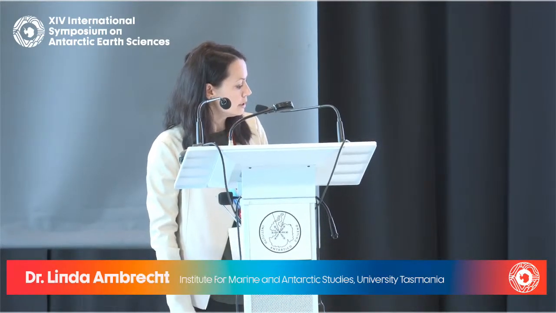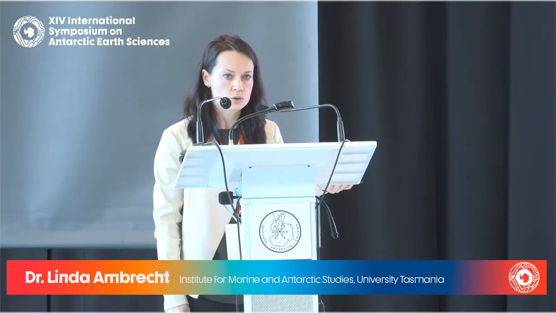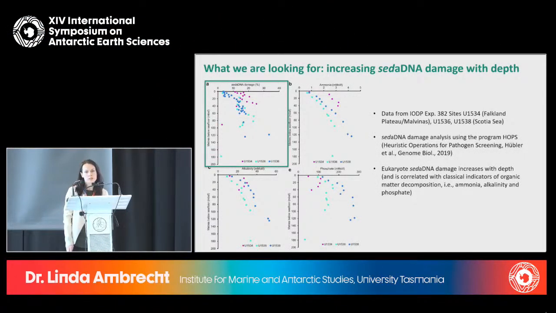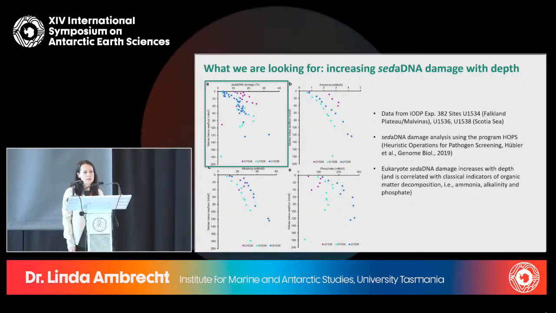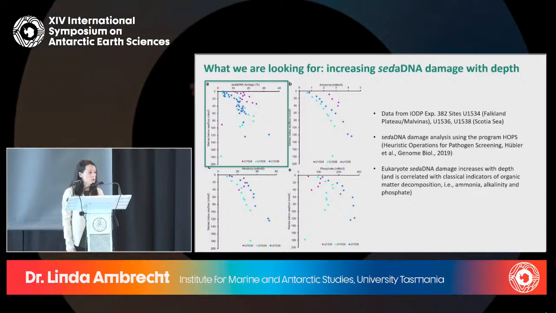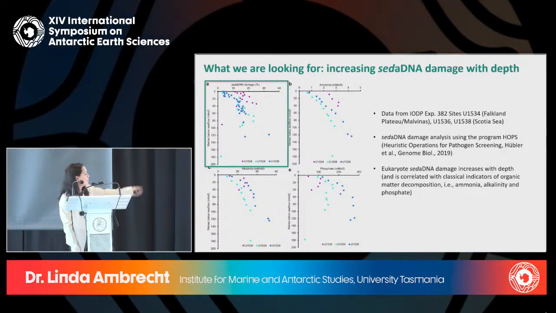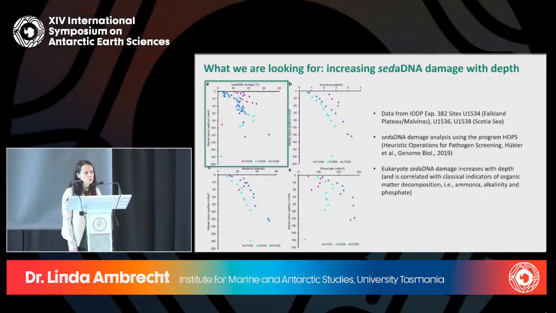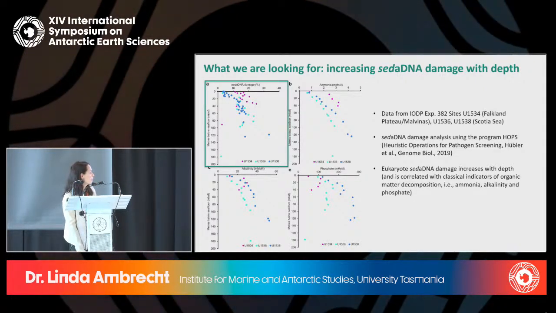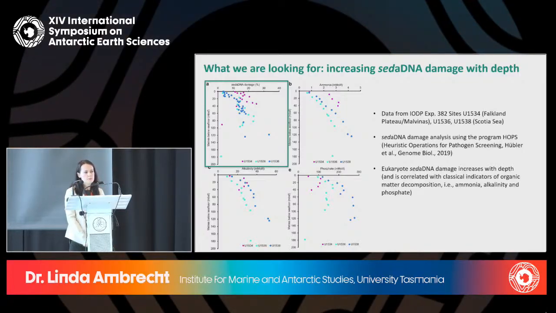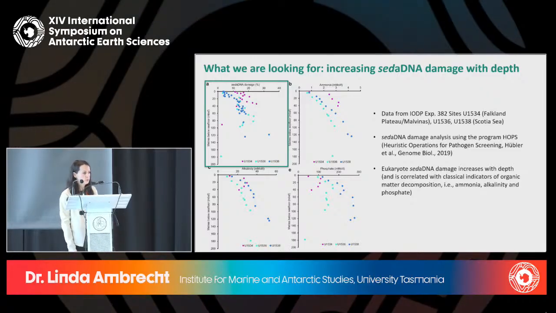And this is a very good way of authenticating ancient DNA. So this is exactly the approach that we used for the IODP samples. We measured the DNA damage with depth at the 3 different sites that we were collecting sediment cores during IODP expedition 382. So you can see there's an increase in DNA damage with depth at all 3 sites that we were investigating. We've done a couple of additional correlation analyses between DNA damage and other geochemical parameters that were collected on board.